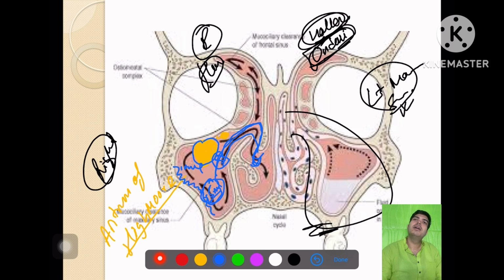Concha bullosa means normally the middle turbinate is not aerated. If you look into the turbinates, the middle turbinate is not aerated. That means there is no air inside the turbinates. But if there is air inside the middle turbinate, what will it lead to? It will lead to severe congestion of the middle meatus, and that will lead to sinusitis, okay.